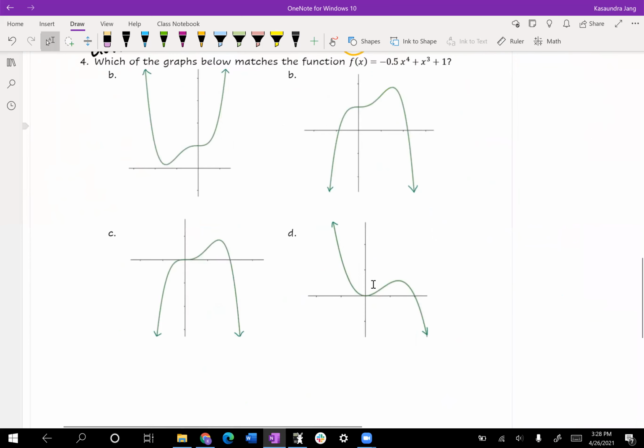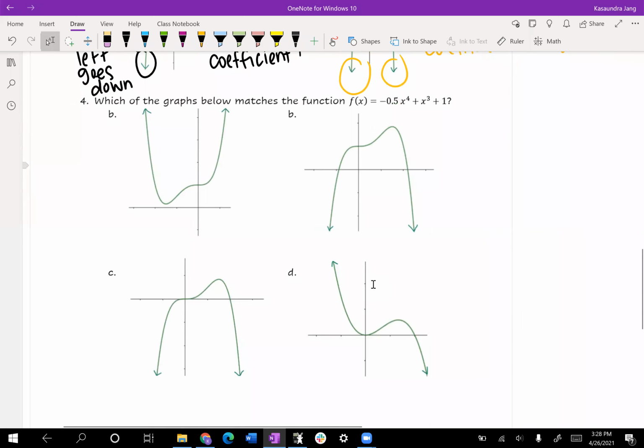Last bit here, number 4, which of the graphs below matches this function? So let's see if we can find out the end behavior of this function that they gave us, then I can probably match it because it looks like all these ends are totally different. Actually, B and C look like similar end behavior, but oh, I'm supposed to say A. Cross that out. There's your A. So B and C look similar, but A and D are totally different. So let's check and see.